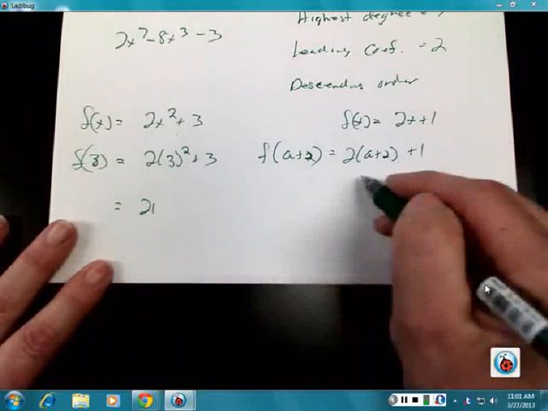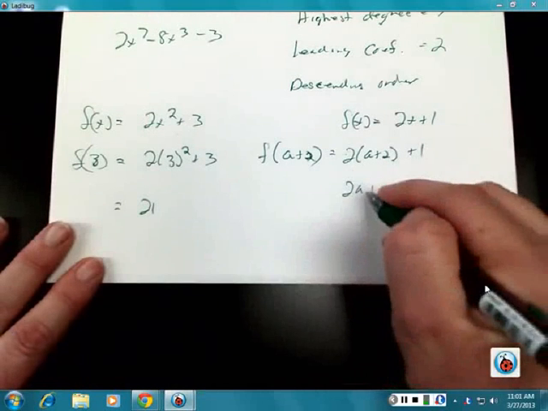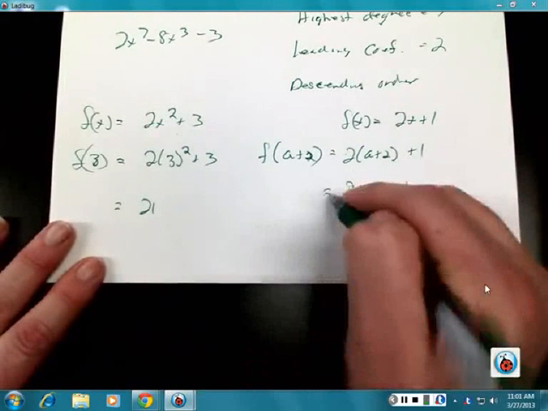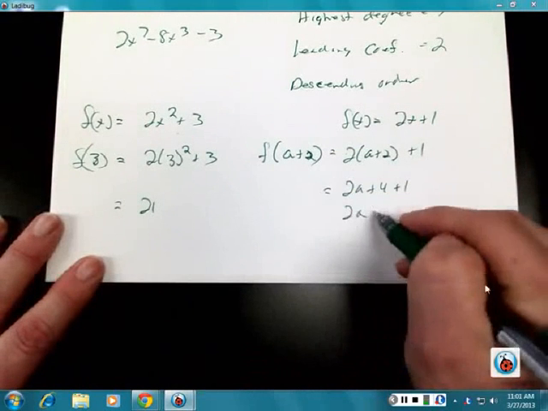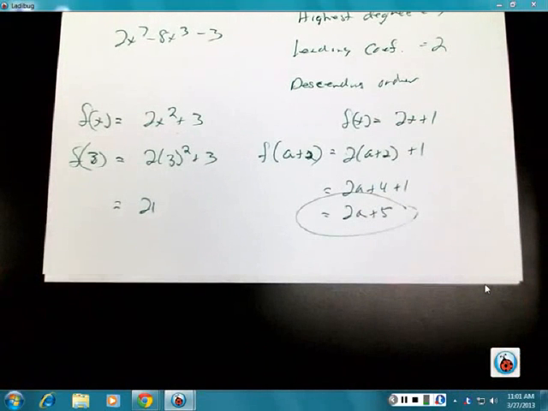2 times a is 2a. With my distribution, 2 times 2 is 4. So my final answer is 2a plus 5. That would be what I get with that one. Okay, so 2a plus 5 will be what I get, and that's what happens in that section.